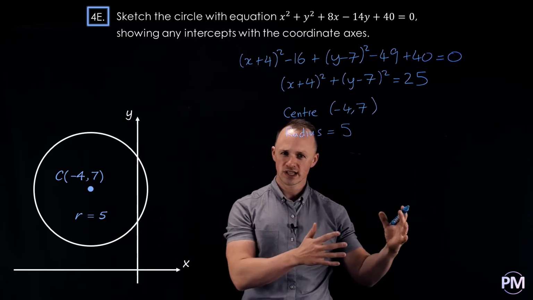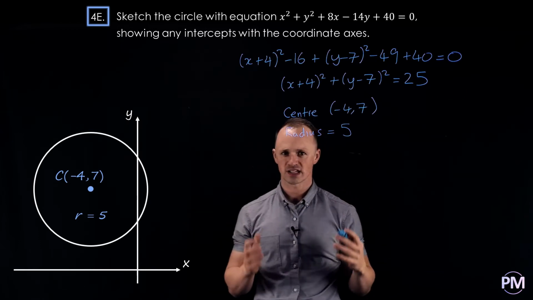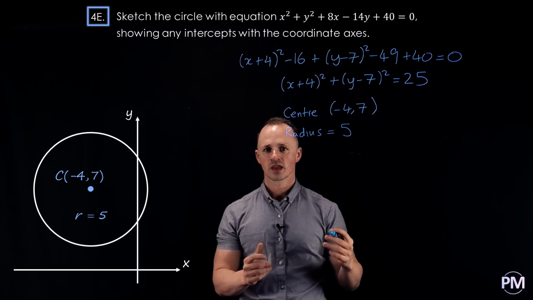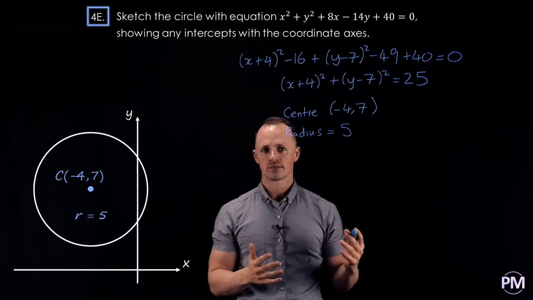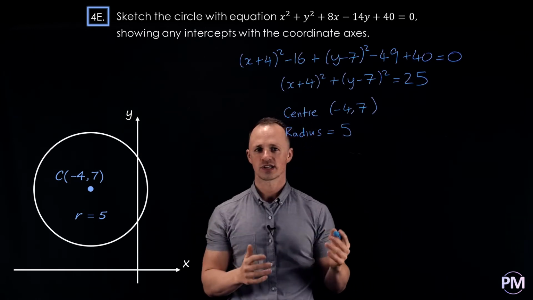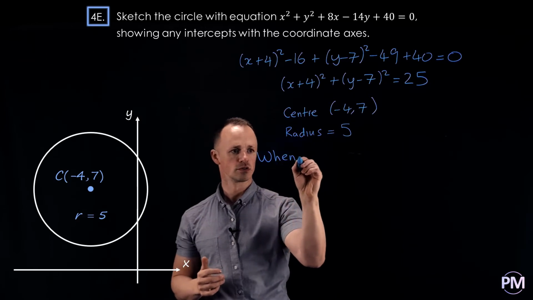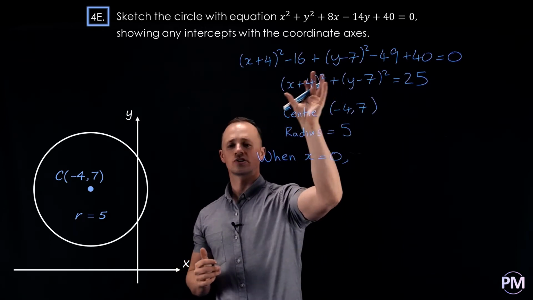So we've got 2 intercepts on the y-axis and no intercepts on the x-axis, and we need to make sure that that's clear on our sketch. But we can go a little bit further than that, and we can find what those y-intercepts are. So to do that, when it cuts the y-axis, the x-coordinates have to be 0. So we're going to sub x equals 0 into our circle equation.